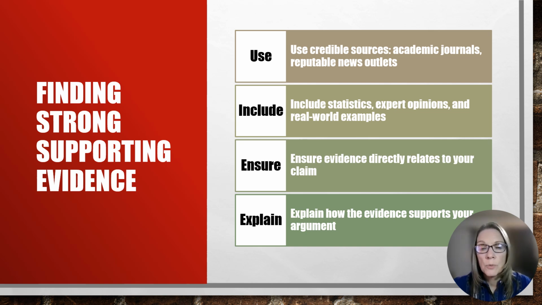Ensure that your evidence directly relates to your claim, right? And then explain how the evidence supports your argument. It's always important. This is the piece that often gets left out. You can have all the wonderful evidence in the world, but if you don't explain how it supports your claim, then you're leaving it up to your reader to figure it out. You don't want to leave it to your reader. You want to explain directly to your reader how your particular piece of evidence supports the claim that you've made.